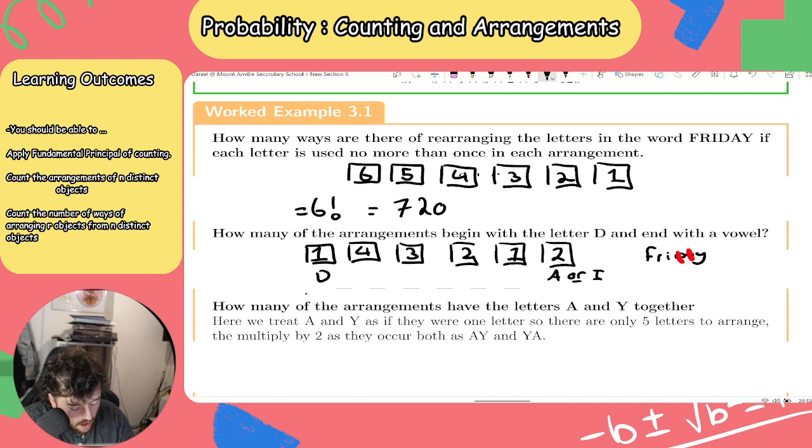So multiply all of them together: 1 times 4 times 3 times 2 times 1 times 2. That gives 48 arrangements.